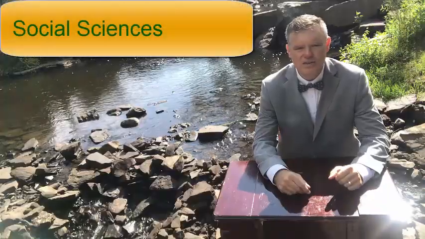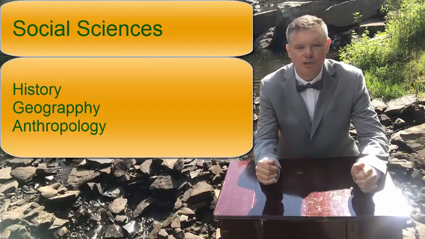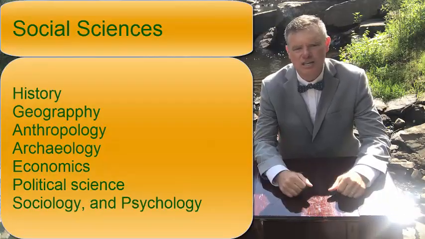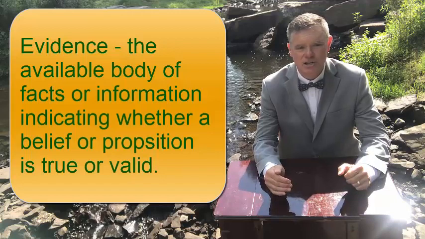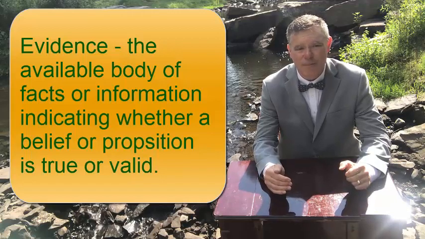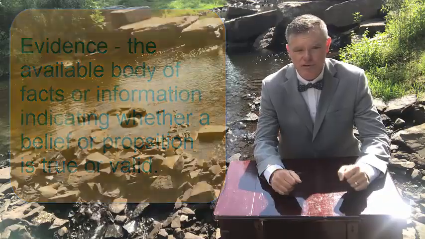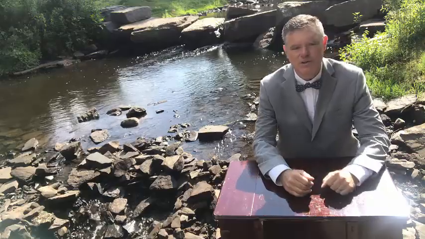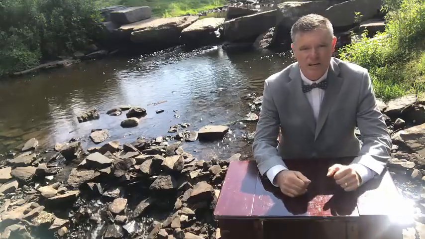The social sciences study people and include history, geography, anthropology, archaeology, economics, political science, sociology, and psychology. Social scientists analyze evidence to discover what the evidence can tell them about people. They follow the evidence to discover the truth. Social scientists try to find as many different types of evidence as they can on the subject they are studying.